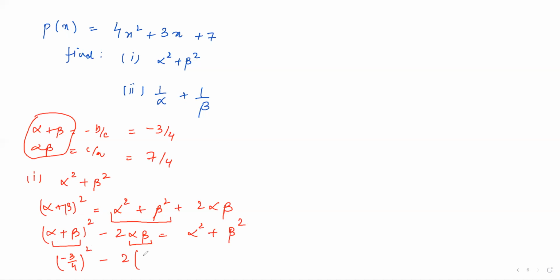We can just directly take the whole square. Directly means what, Martin? Like from alpha square plus beta square, we can take alpha plus beta whole square. No, this is a lot different. Alpha square plus beta square is not equal to alpha plus beta whole square.